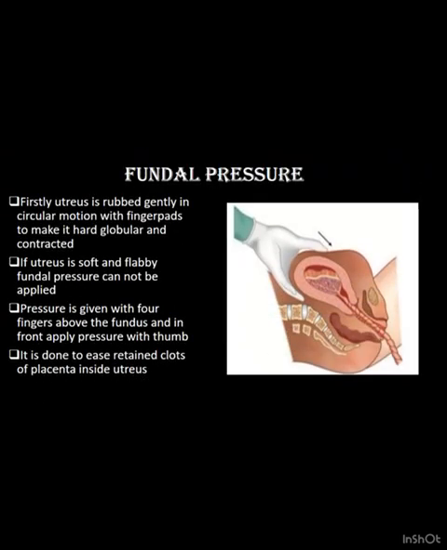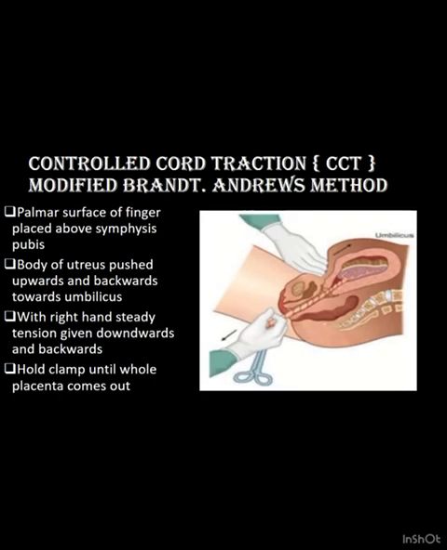Now discuss about the fundal pressure. Firstly, the uterus is rubbed gently in circular motion with finger pads to make it hard, globular and contracted. If the uterus is soft and flabby, fundal pressure cannot be applied. Pressure is given with 4 fingers above the fundus and in front apply pressure with thumb. It is done to ease retained clots of placenta inside the uterus.